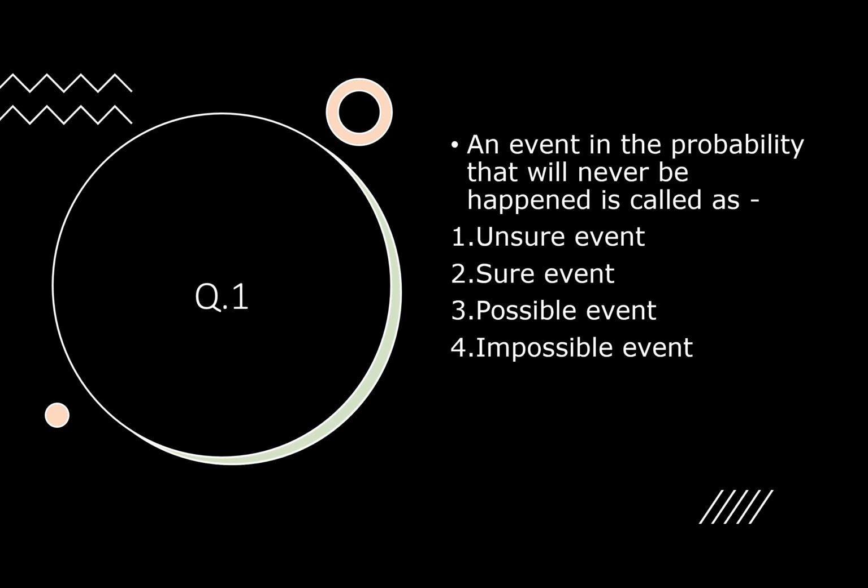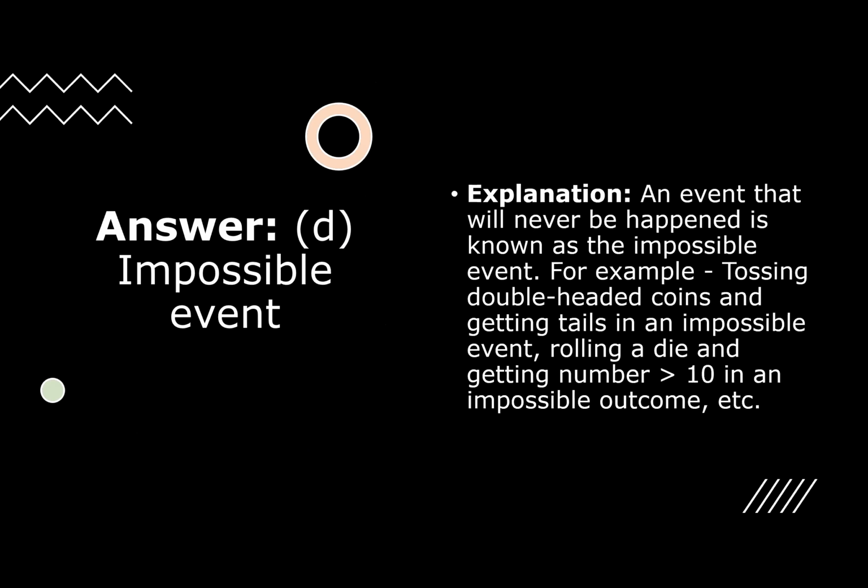Okay, I will describe it. These are complicated MCQs, that's why I have put explanations as well. The answer is impossible event. An event that will never happen is known as the impossible event. For example, tossing a double-headed coin and getting tails is an impossible event. Rolling a dice and getting a number more than 10 is an impossible outcome. So the answer is impossible event.